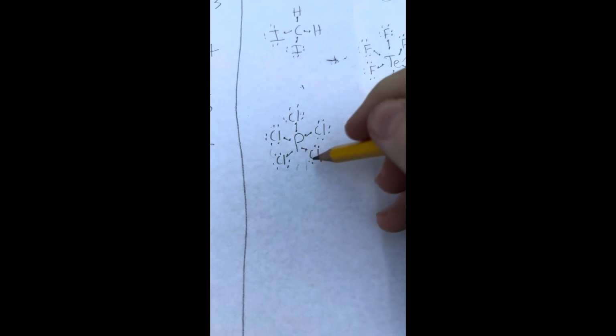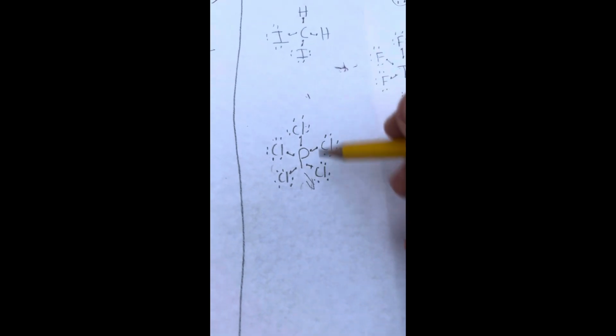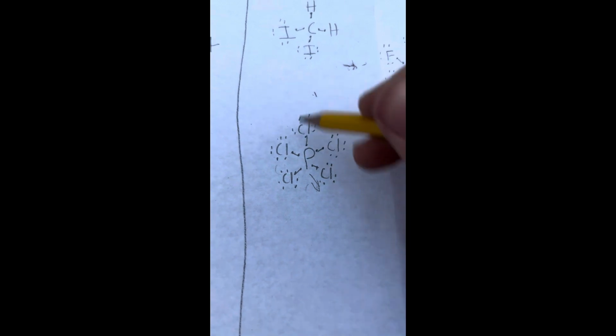Makes sense. Now for polarity, there are no lone pairs. Phosphorus is less electronegative than chlorine, so the arrows are going out like that for each atom. That's symmetrical, so it's nonpolar. All right, on to the next video.